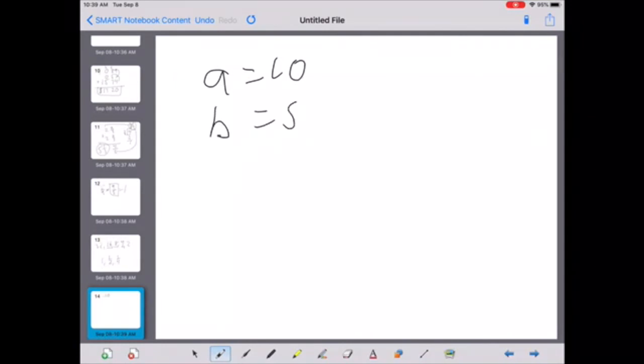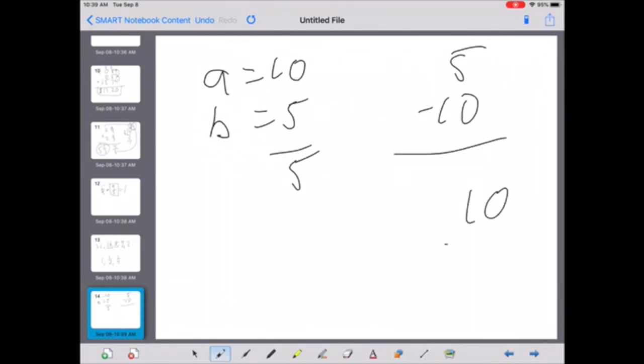A is 10. B is 5. And how do I know that? Because I know 10 minus 5 is 5. So I just made up my answers. Now I do it the other way. 5 minus 10. Well, guys, anytime you have this, remember we switch it around to 10 minus 5 is 5, but because I switched it, the answer is negative.